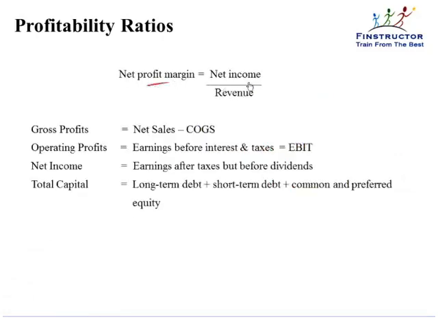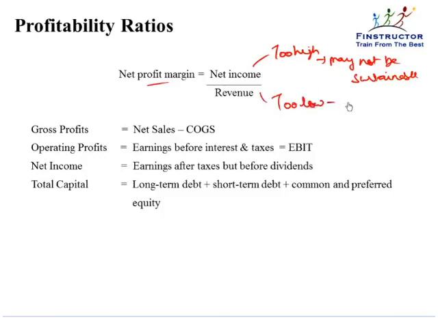The net profit margin is net income upon revenue, as we studied. Too high a margin may not be sustainable. It may be a good thing, however, please check whether it's a one-off high net income or a sustainably high margin. And if the margin is too low, it may indicate that the business is not generating sufficient returns. You can revise the definitions before we go ahead.